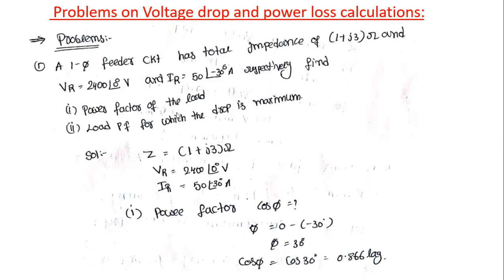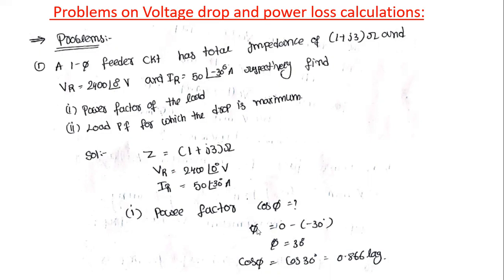First one, the power factor of the load. Second one, the load power factor for which the drop is maximum. First of all, we find out the power factor, that is cos phi. Therefore, Z is equal to 1 plus j3 ohms, VR is equal to 2400 at an angle of 0 degrees, and IR is equal to 50 at an angle of minus 30 degrees.